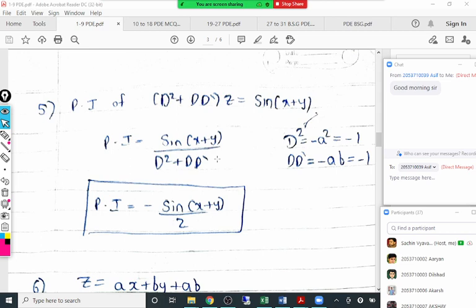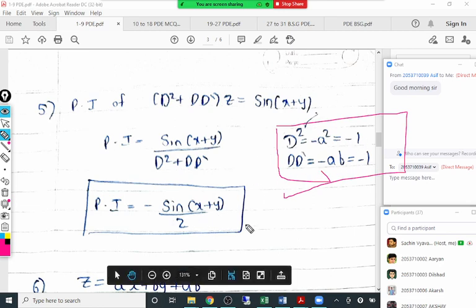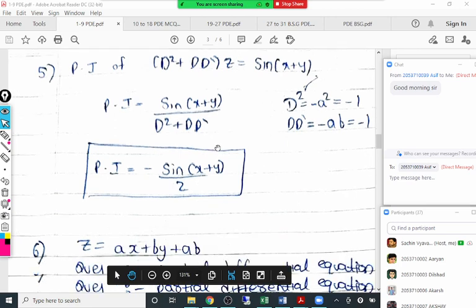So the fifth one, we want the particular integral for sine of x plus 1, and we know the method. The method is written here: replace d square by minus a square, dd dash by minus ab, and d dash square by minus b square. In this case, the denominator doesn't contain a d dash square term, so we just replace d square by minus 1 and dd dash by minus 1, and this is the correct answer. Yes, that's the way of writing a particular integral.